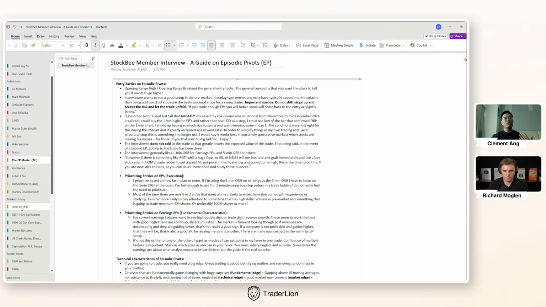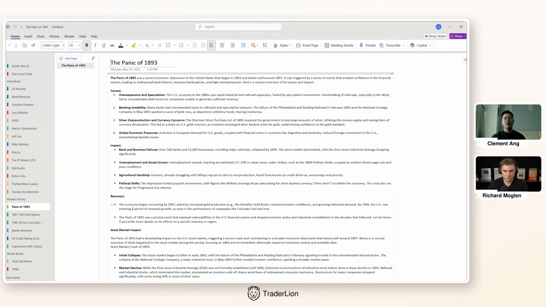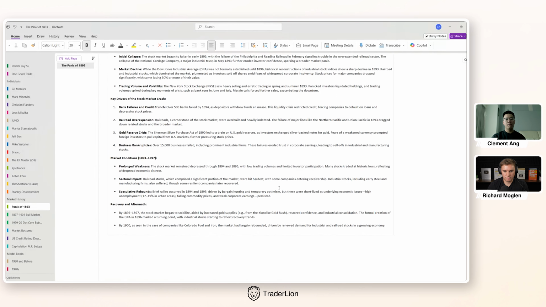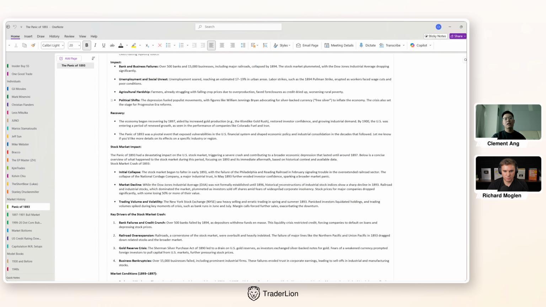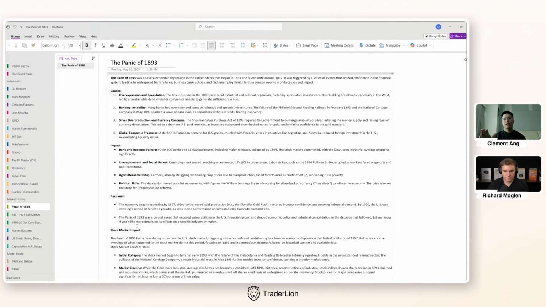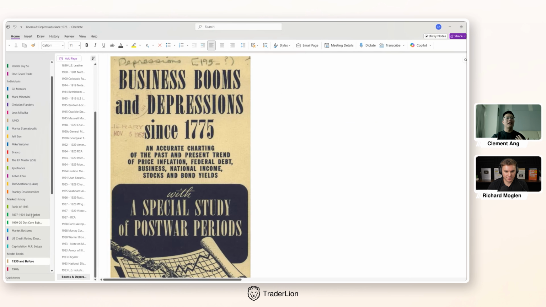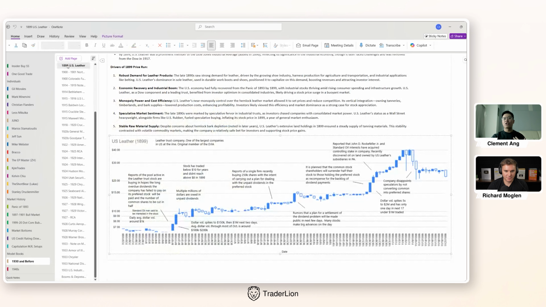And then with market history as well, now with large language models, AI large language models, it's very easy to go back and read about market history. And I think there's value in that because history doesn't repeat, but it always rhymes. And so for example, if we look at the 1930s, and there's a lot of resources online.